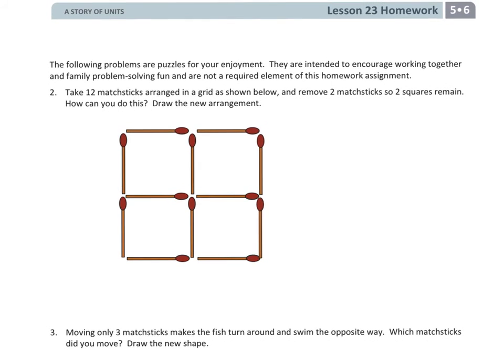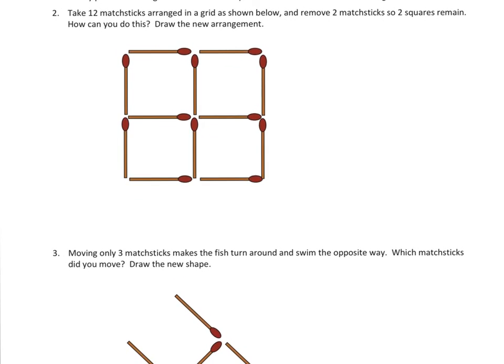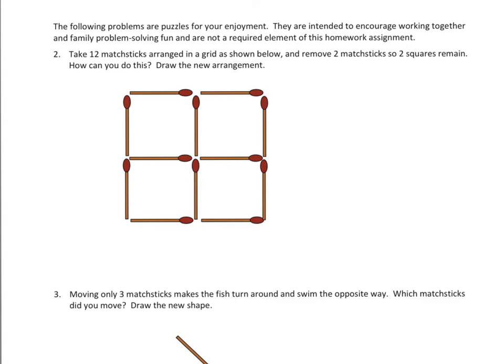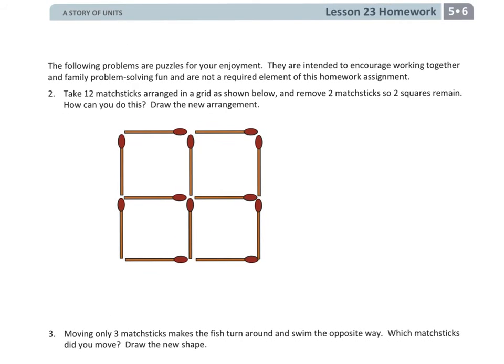Page 2 says, the following problems are puzzles for your enjoyment. They are intended to encourage working together and family problem fun and are not required elements for this homework assignment. I'm going to kind of help you through some of this because I think they're kind of fun, and see if you can do it yourself and then check your answers with mine and see if you get something different than what I have. So 2 says, take 12 matchsticks arranged in a grid as shown below and remove 2 matchsticks so 2 squares remain. How can you do this?